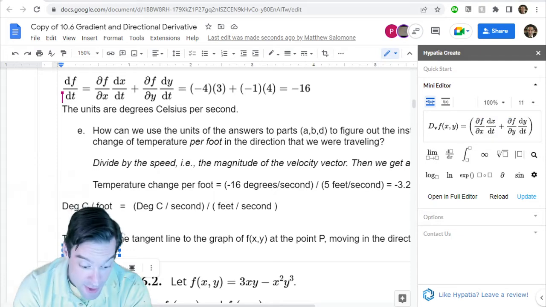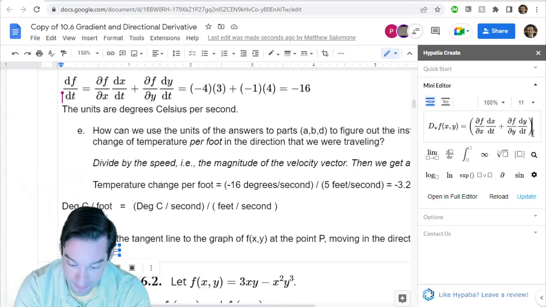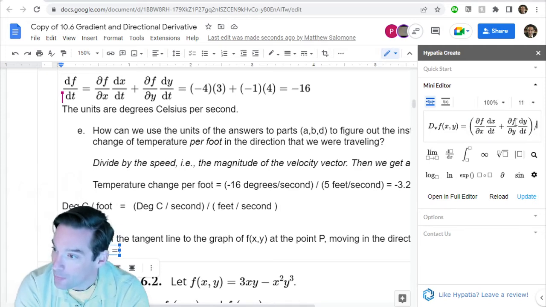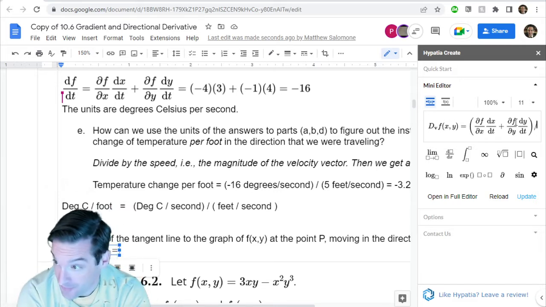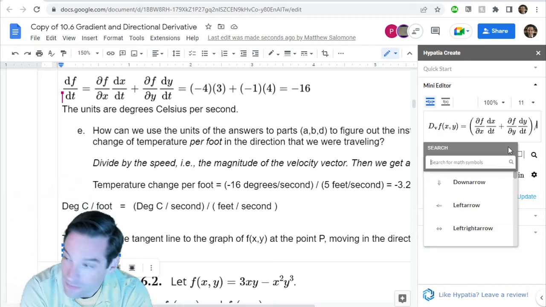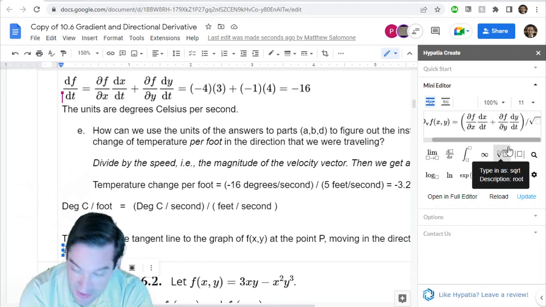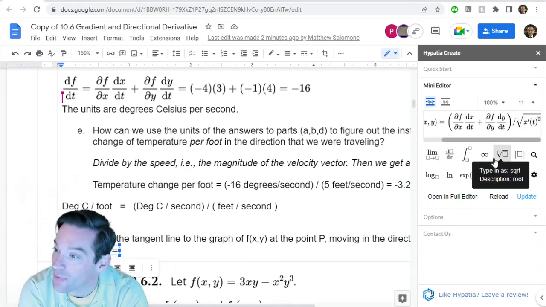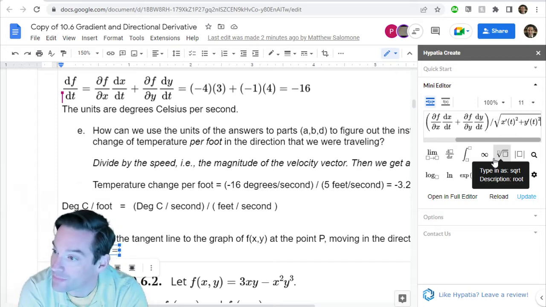So then what we need to do to make it so that only the direction matters is we have to divide. And what are we dividing by? We're dividing by the magnitude of the velocity vector. And so that's going to be the square root of the sum of the squares. So dx dt squared, I'll write it as x prime of t squared plus y prime of t squared.